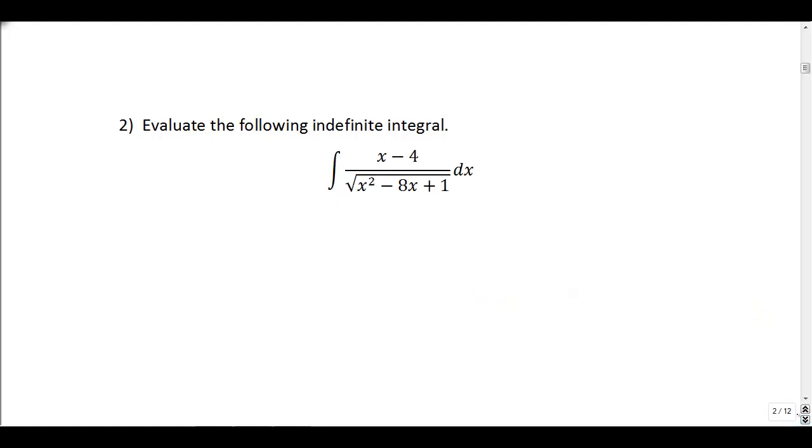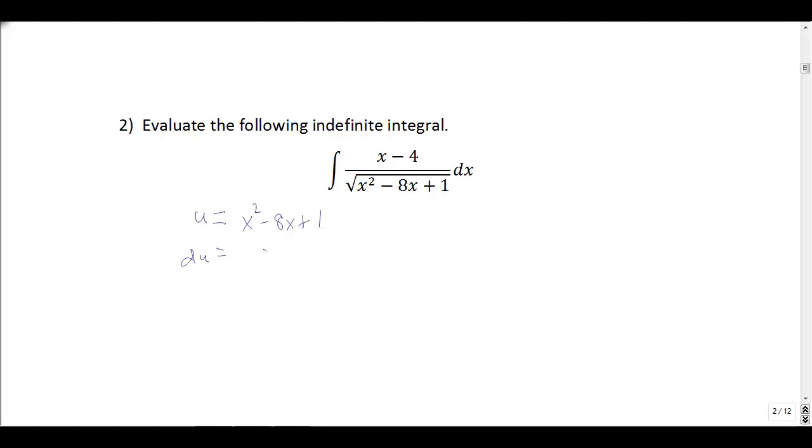Okay, next question. I'm going to evaluate the following indefinite integral. We've got the integral of x minus 4 over the square root of x squared minus 8x plus 1 dx. Now, this looks a little bit tricky, but we're going to do a u substitution again. One thing to try is to let u be the thing underneath the square root, and then you hope that things simplify. So I'm going to let u be x squared minus 8x plus 1.